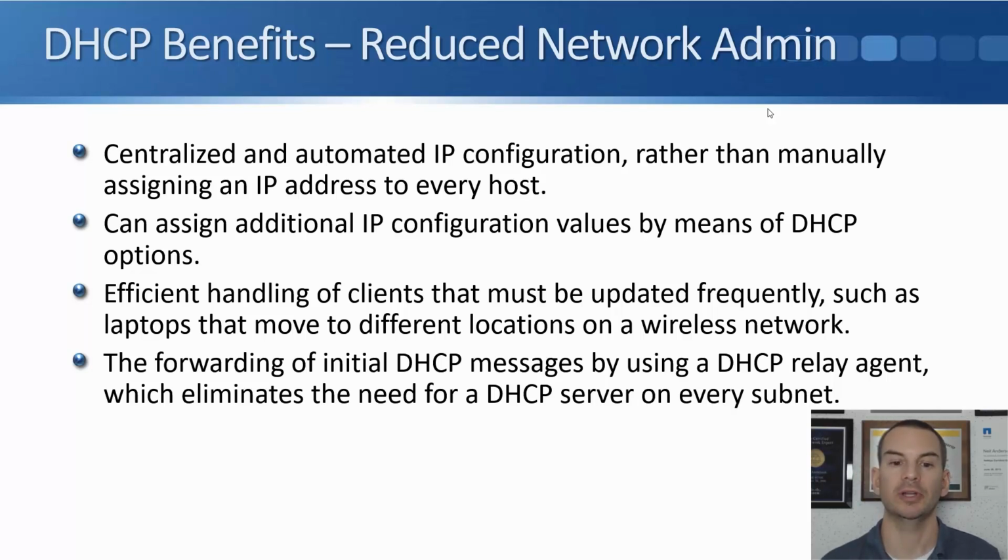And lastly, the forwarding of initial DHCP messages by using a DHCP relay agent eliminates the need for a DHCP server on every subnet. So in a large campus where you do have multiple subnets, you don't need to put a DHCP server on every single one. You'll have one centralized DHCP server, maybe two for redundancy, and they will have different scopes for the different subnets. And whenever a client comes online, it will automatically be given an IP address for the correct subnet. You'll see how that works later on in this section.